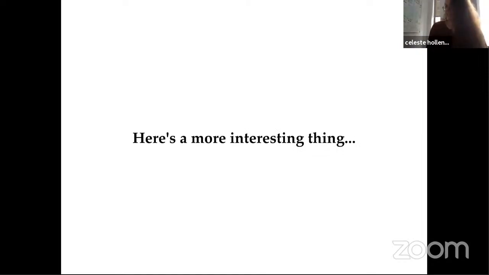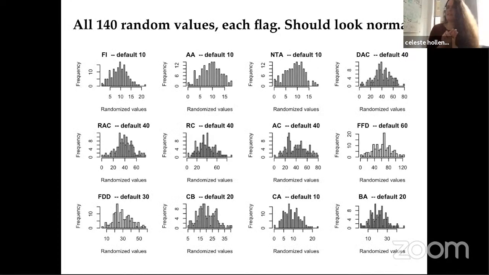So here's the more interesting thing. This is a set of histograms from all 140 randomly generated configurations. We take each value of each flag for each configuration, we put them into histograms, and they should look more or less normal, modulo some spikes from perhaps binning, but they look more or less normal. So basically nothing up my sleeve, and my tool is working.